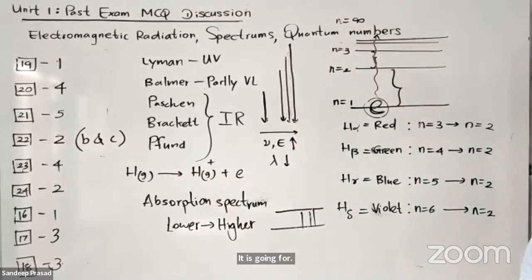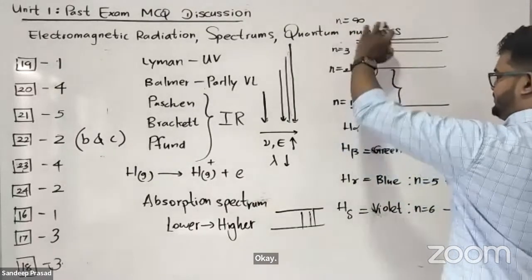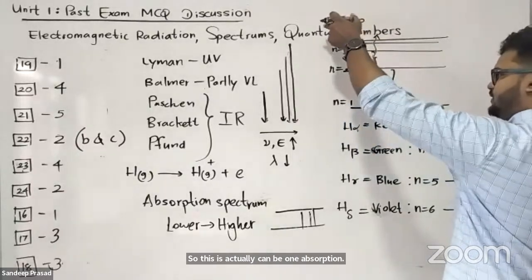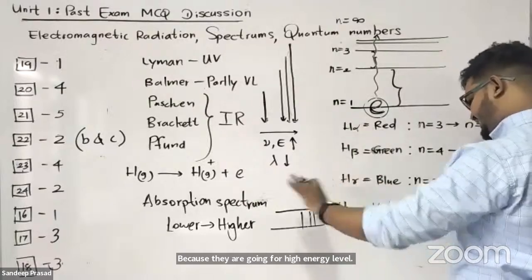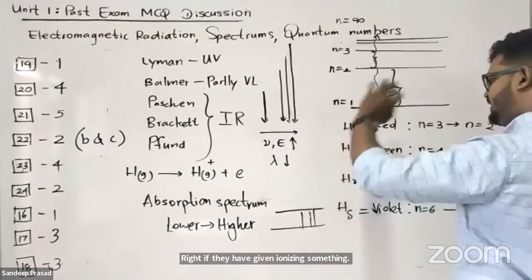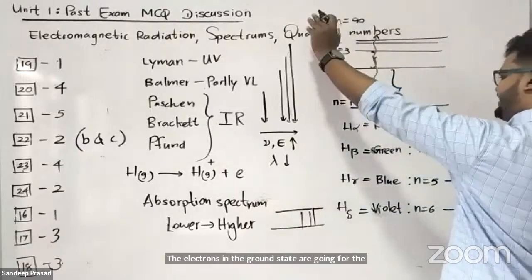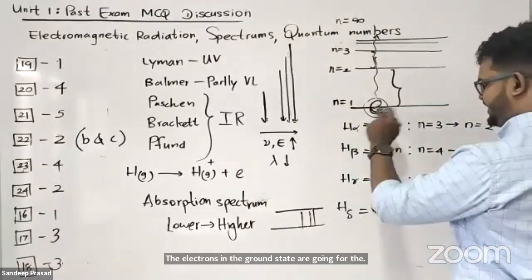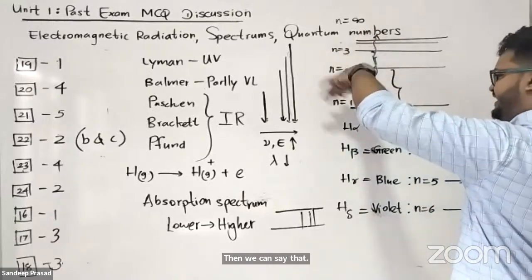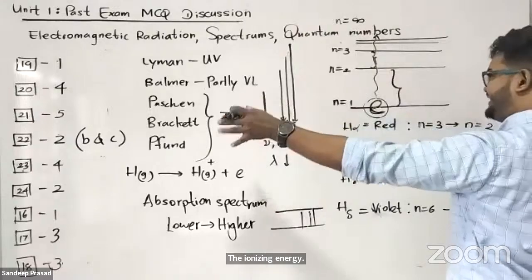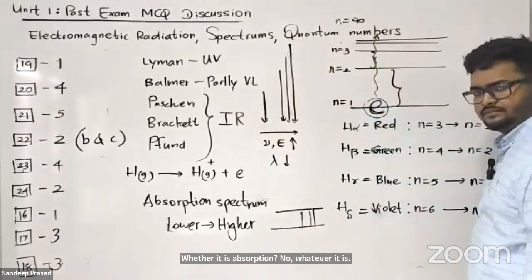Okay, so this can be absorption, because they are going to a higher energy level, right? If they have given ionizing an element, the electrons in the ground state are going to the infinity energy level. That is the way. Then we can say that the ionizing energy, whether it is absorption or emission or whatever it is, the gap is always equal to that ionizing energy, right?